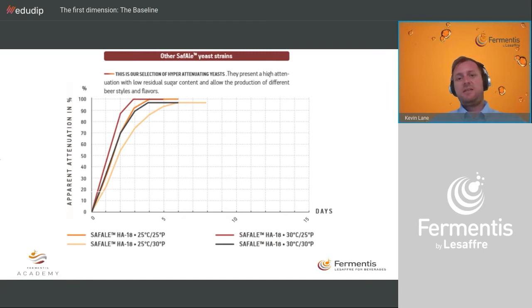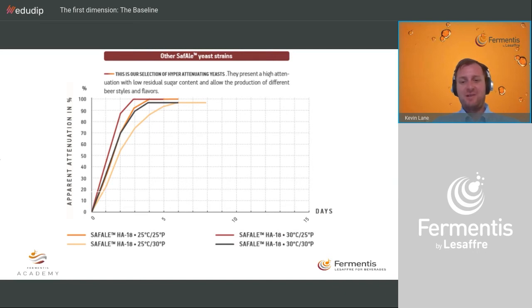Another highly hyper-attenuating yeast, which is actually a fermentation solution, is HA18. These fermentations are at 25 and 30 degrees C. Also, these are 25 and 30 Plato. If you take a look at these, this fermentation product is a monster.